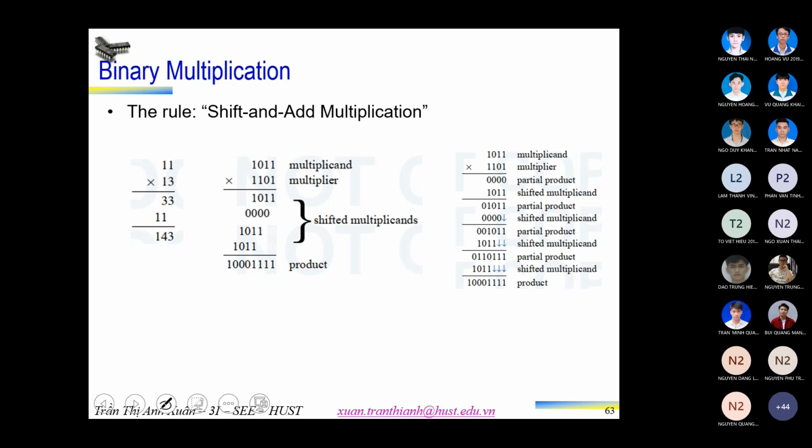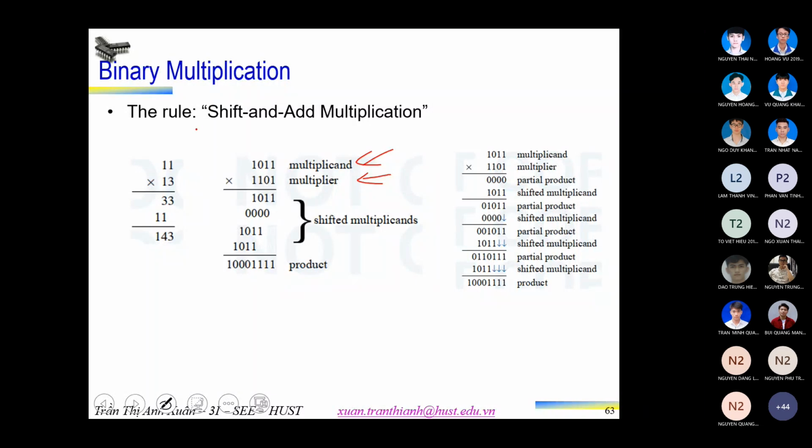In grammar school, we learn to multiply by adding a list of shifted multiplicands computed according to the digits of the multiplier. Here is what you call the multiplicand, and here you call the multiplier. And the same method can be used to obtain the product of two unsigned binary numbers.